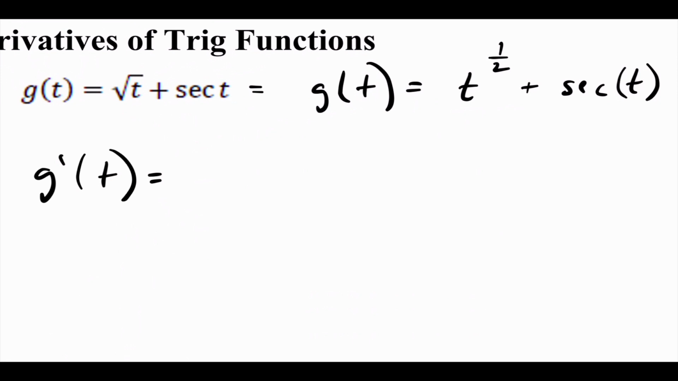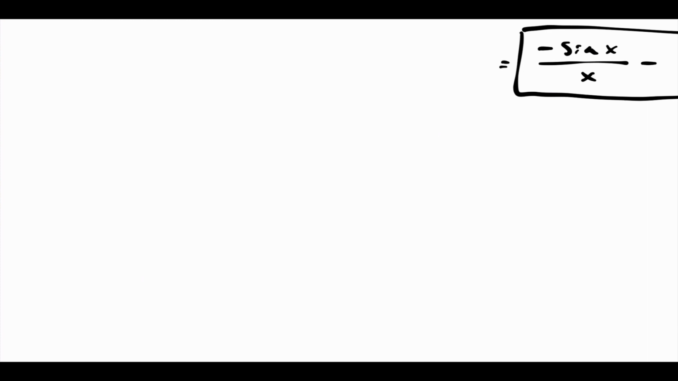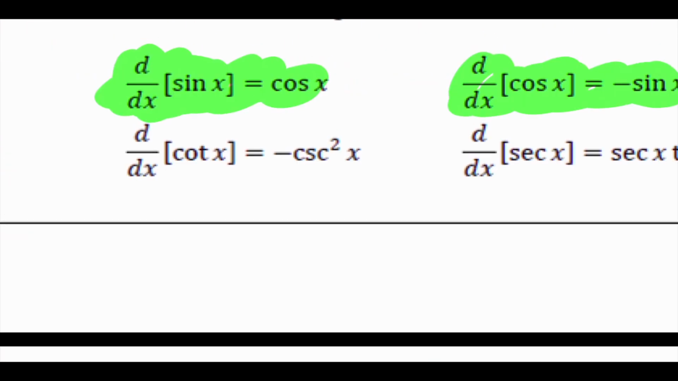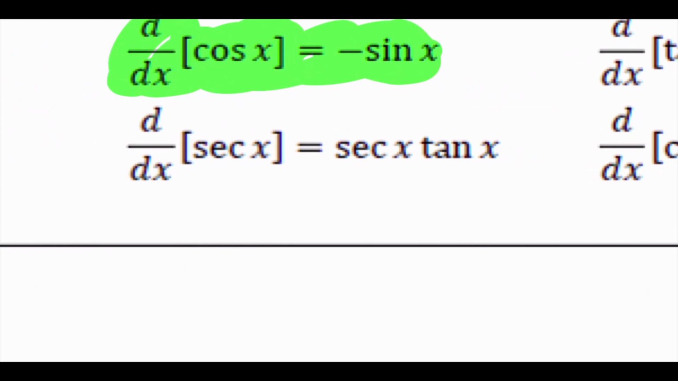T to the 1/2. Move the 1/2 to the front. Subtract 1 power from the power. Plus the derivative of secant is secant of x times tangent of x. Yeah, it's secant of x times tangent of x.